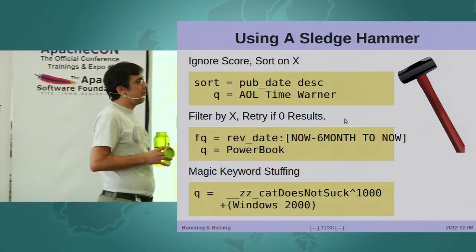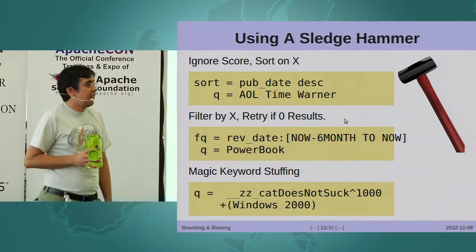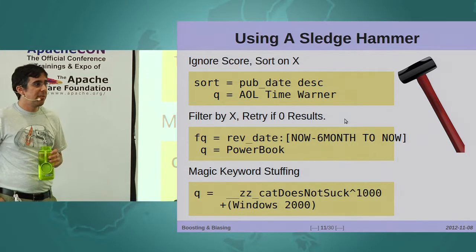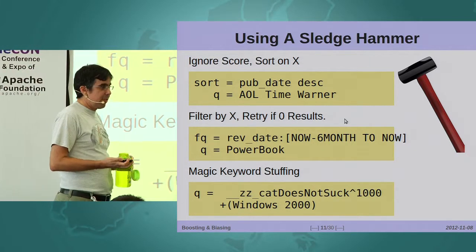So the first thing you can do is say, I'm going to just ignore score. I'm going to say that I'm a news site, and therefore the publication date is the only thing that matters in how I'm going to return results to my users when they search for articles. For a lot of news sites, this works fine.